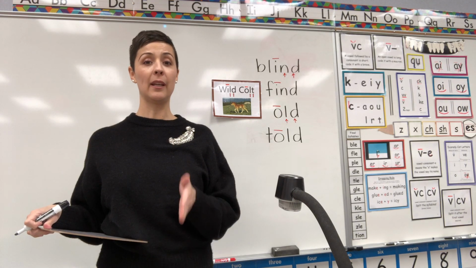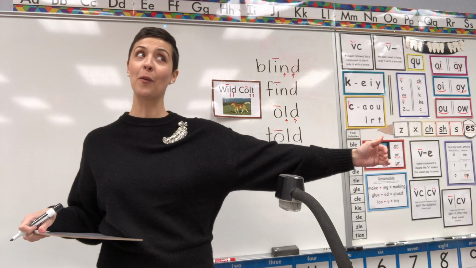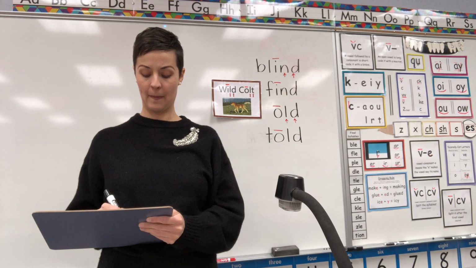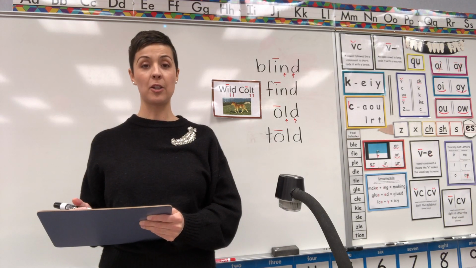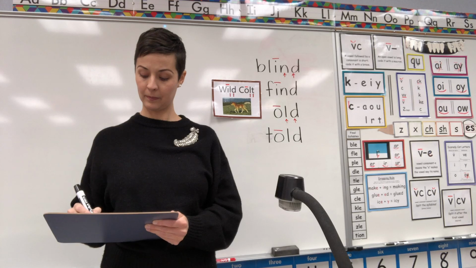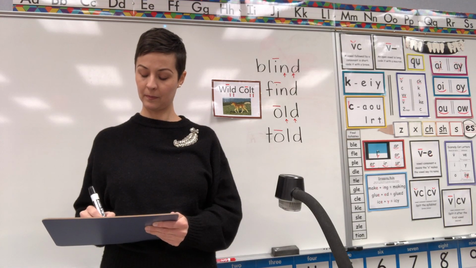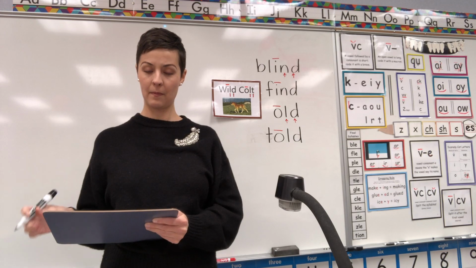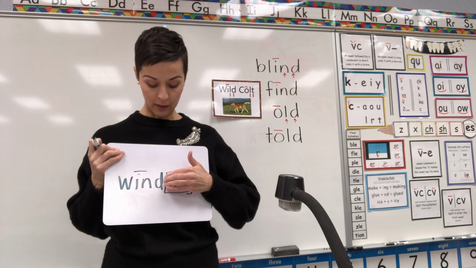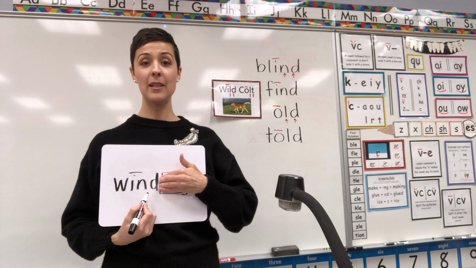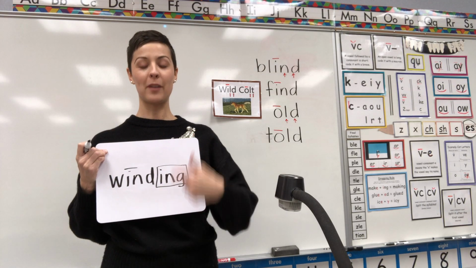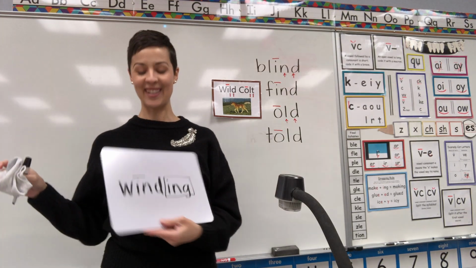Root word suffix winding is wind-ing. Root word is wind. Add your suffix, make it say wind-ing, wind-ing. And let's check it. Winding root word should be spelled W-I-N-D, macron over the I, with a suffix I-N-G. Box the suffix ing. Winding. Erase, erase.